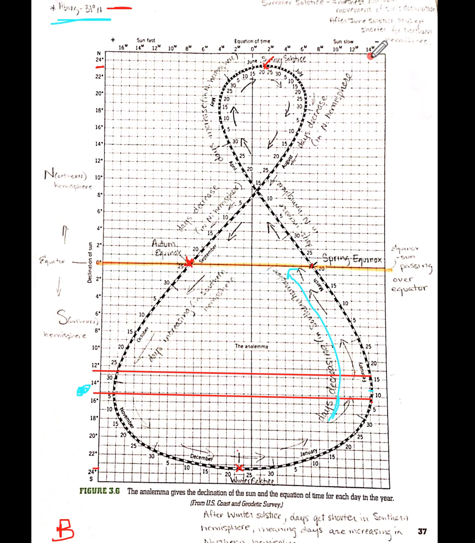Alright? And then number 6, on what day of the year will the period of darkness be longest for Hattiesburg, Mississippi?